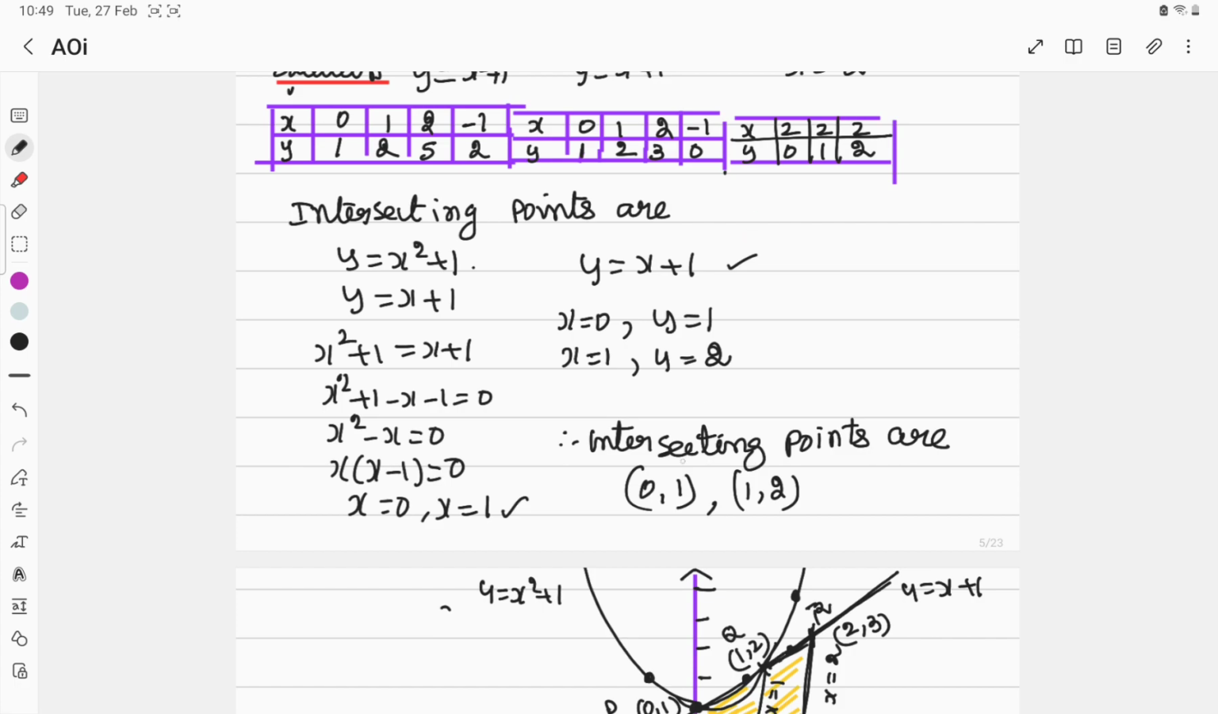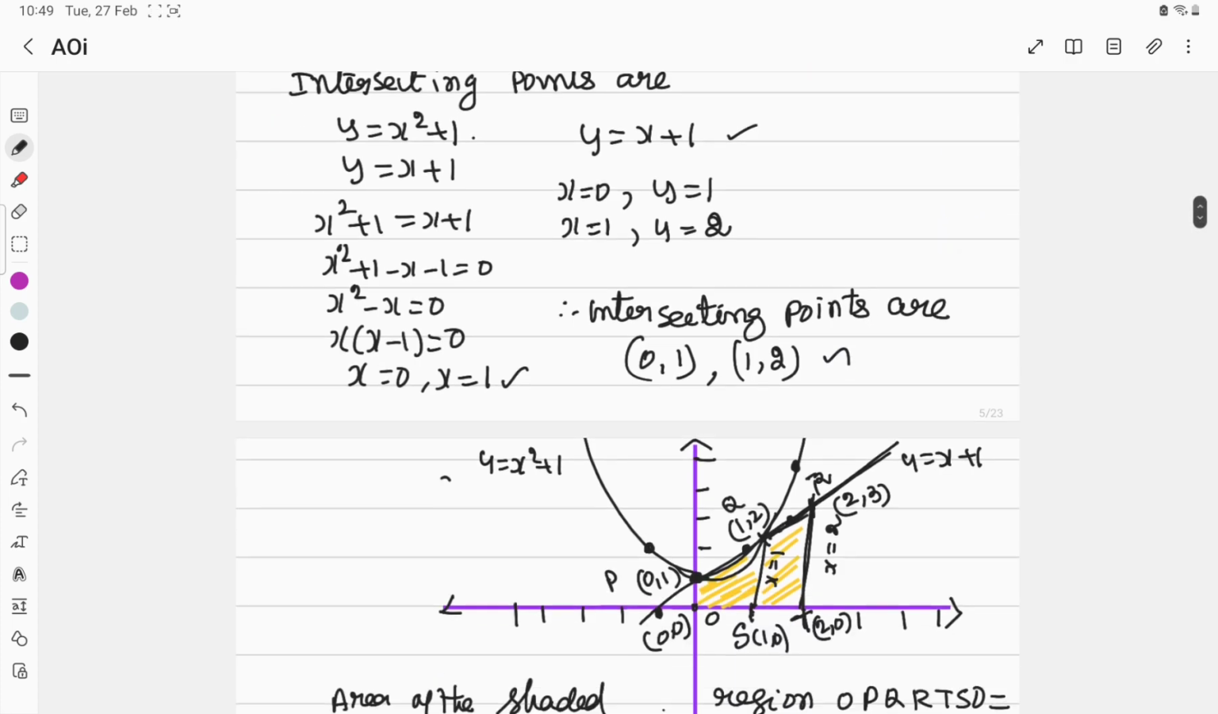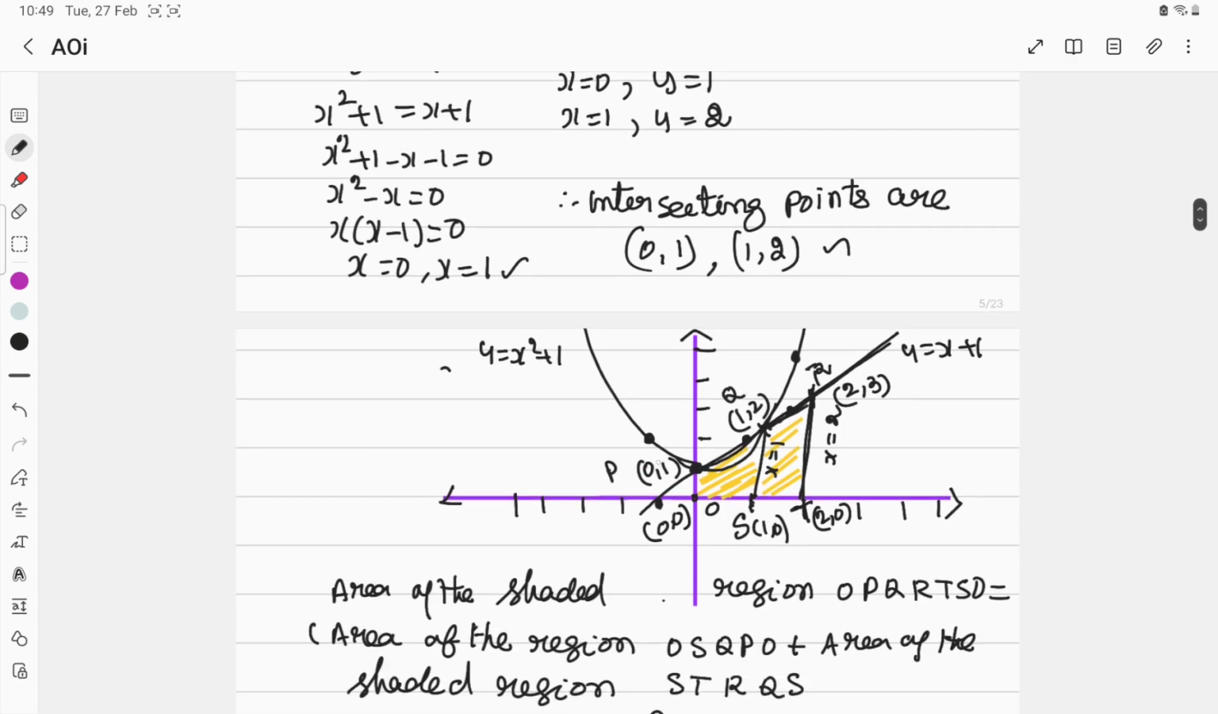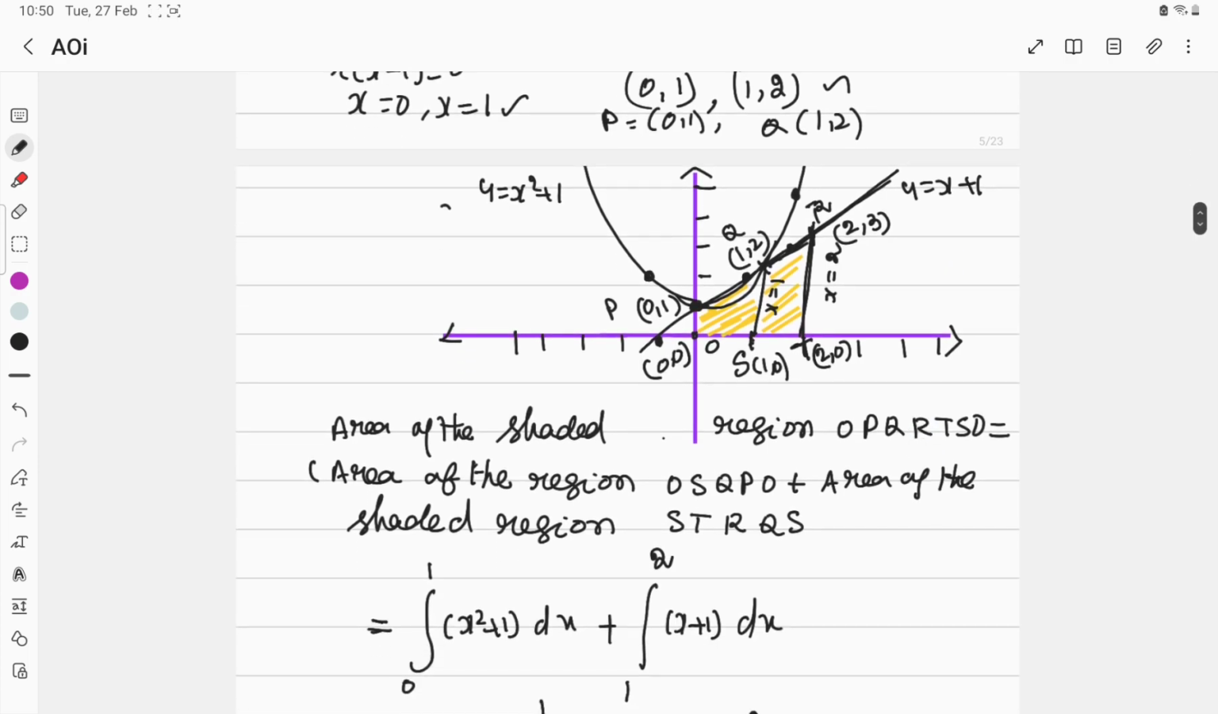Using this, x is equal to 0, y is equal to 1. X is equal to 1, y is equal to 2. So the intersecting points are (0, 1) and (1, 2). Here P and Q are the intersecting points, P (0, 1), Q (1, 2). So the area between the curve and the straight line is the shaded portion.